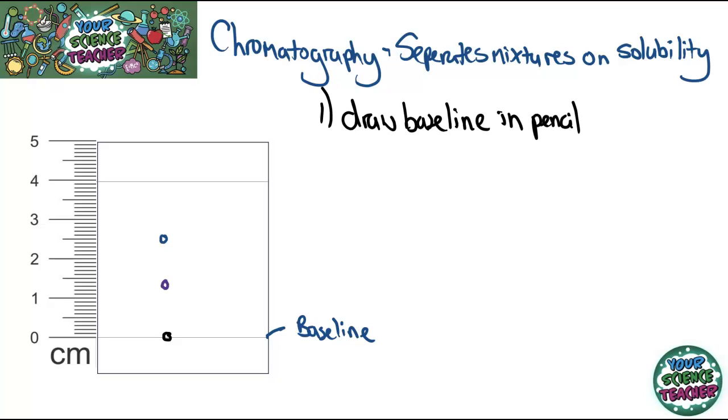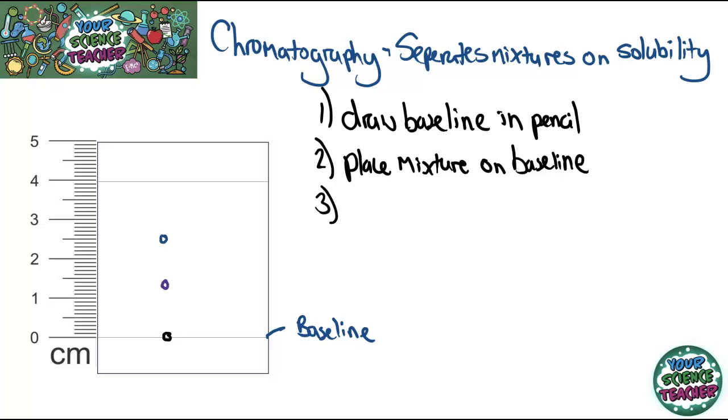After we've drawn our baseline in pencil, what we're going to then do is place our mixture on our baseline. What we're then going to do is lower the chromatography paper into the solvent.